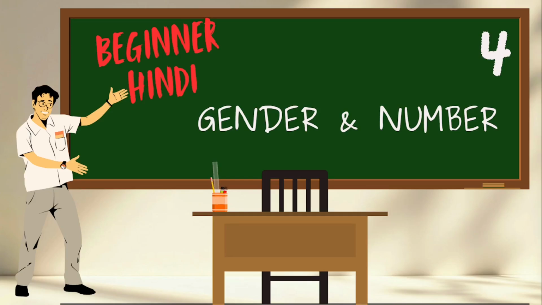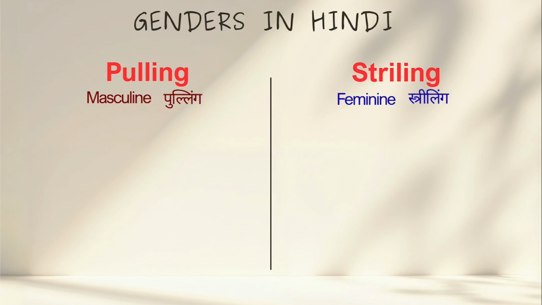This is day 4 of learning how to speak simple everyday Hindi. Today we'll go through noun genders and grammatical numbers, or more simply put, the plural forms of nouns. So let's begin. In Hindi, there are two genders.